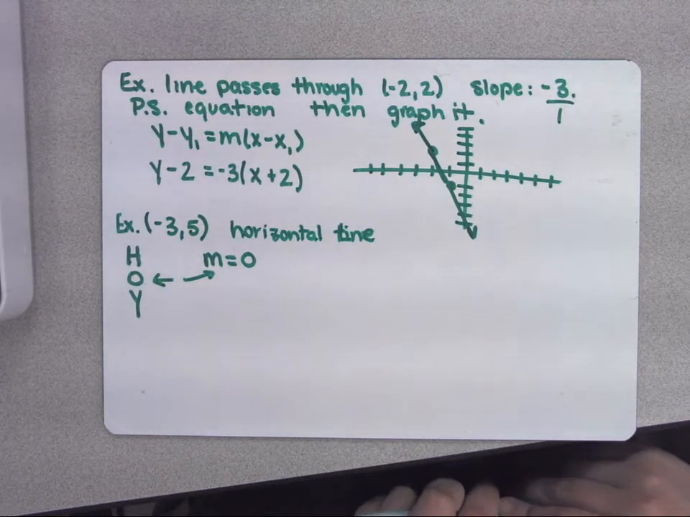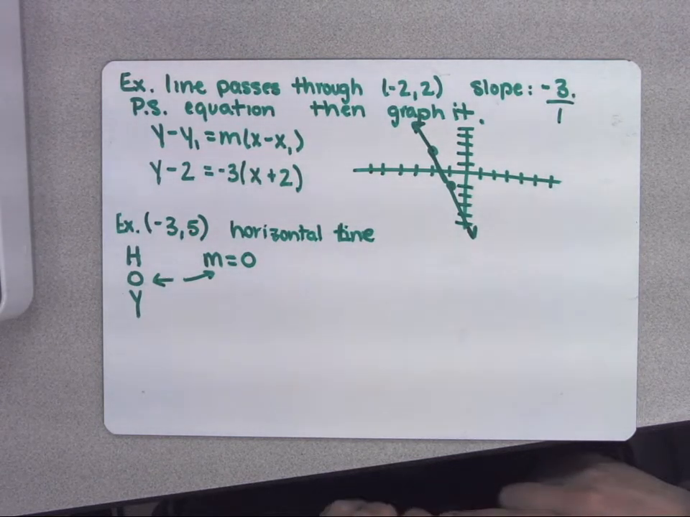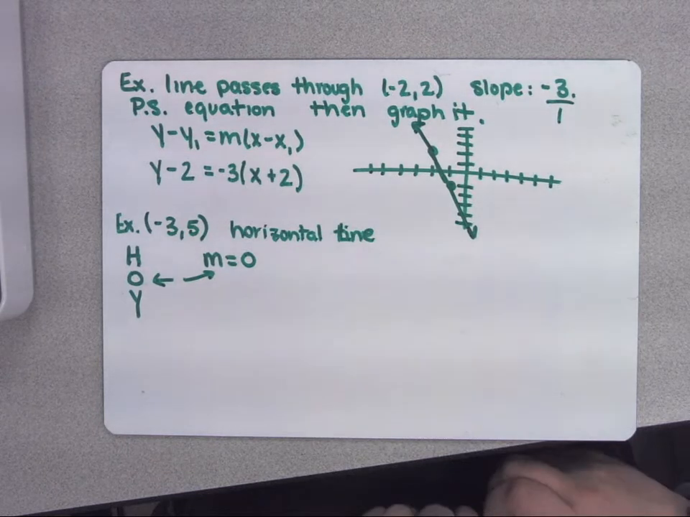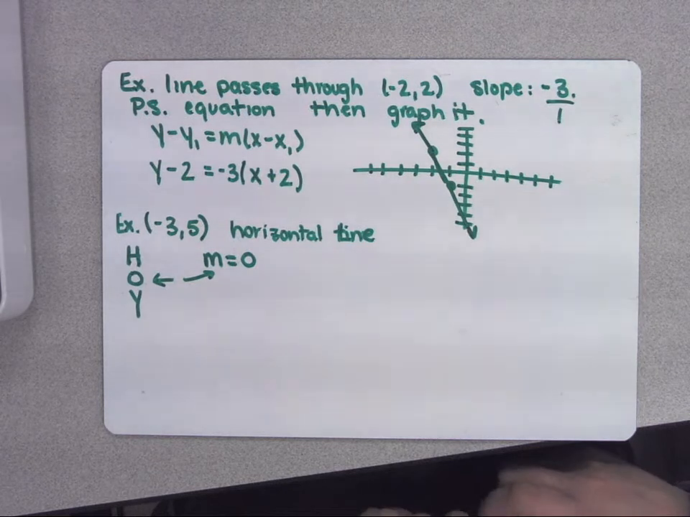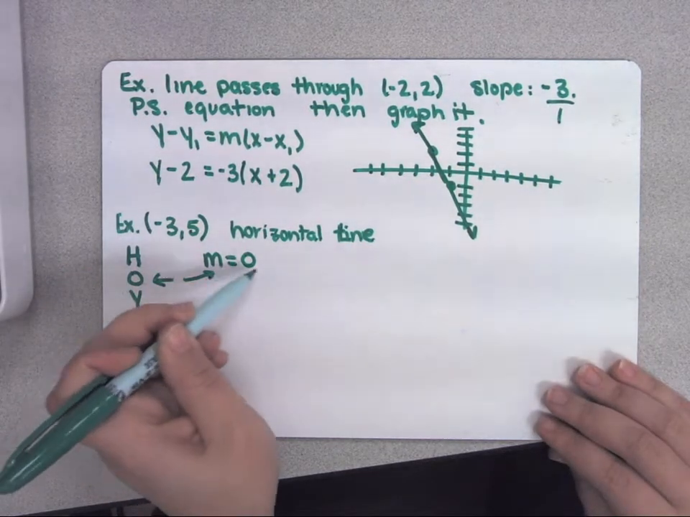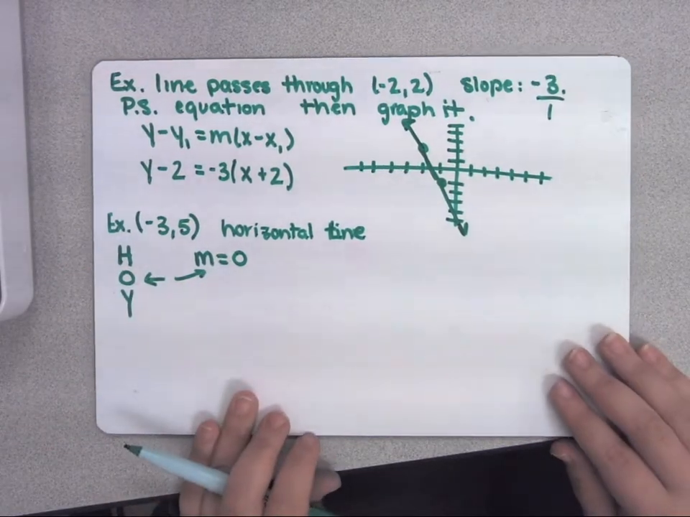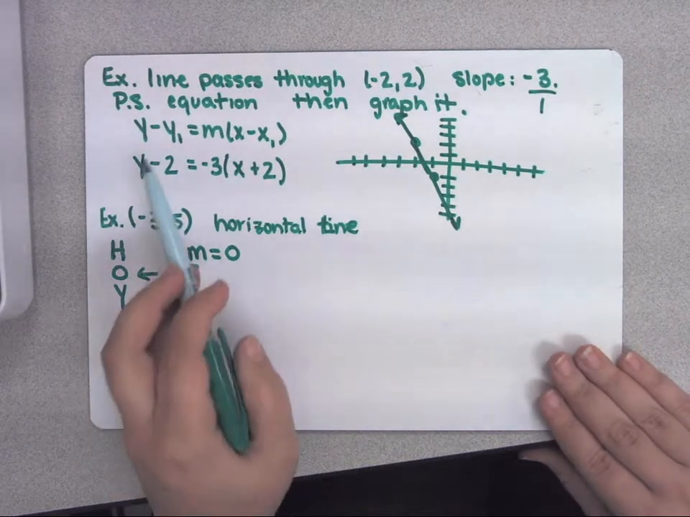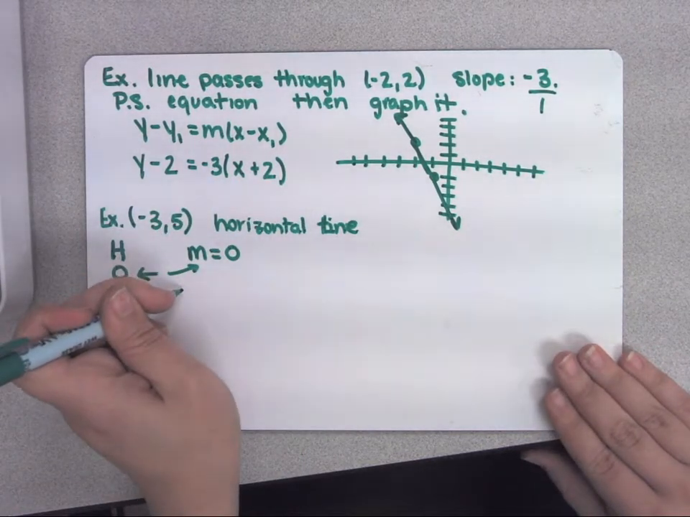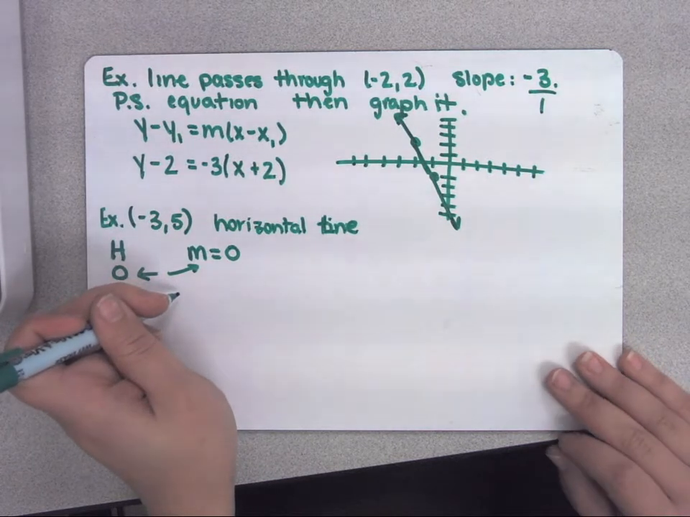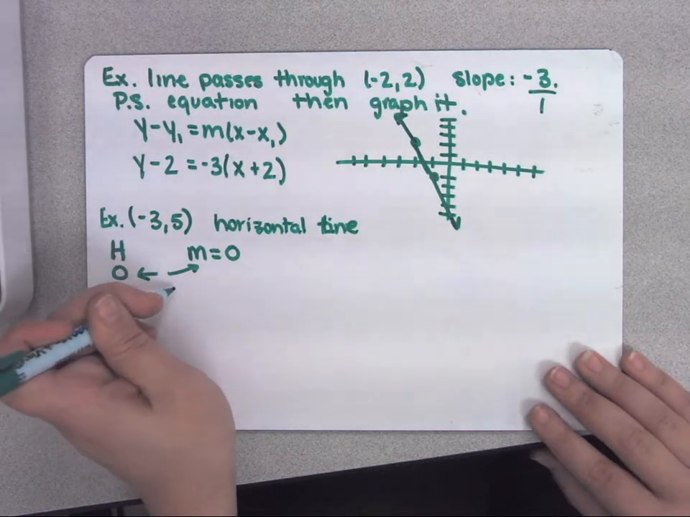So they didn't tell us directly, but did they tell us the slope? So can we still make our point slope equation? We still have a point and we have a slope. The number's just 0. So let's make our point slope equation. Anyone want to take a crack at it right now? Matthew? Okay.